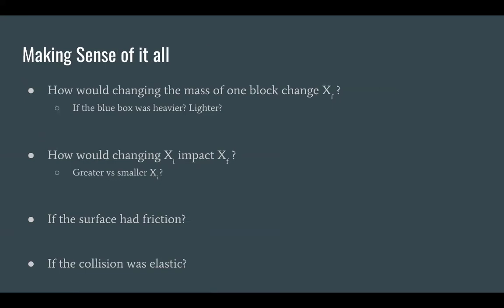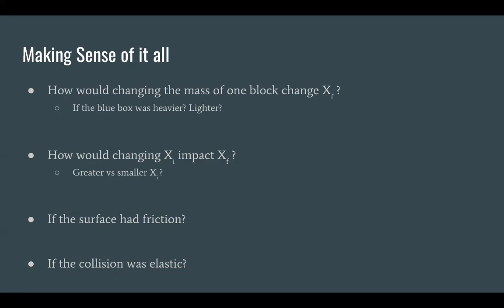So to make sense of it all, we wondered how this applies to real world situations and how changing the variables would affect the answer. So the first question we thought of was, how would changing the mass of one block change the x of f, the final displacement of the second spring? So we found that increasing the blue box's mass would always increase the displacement of the second spring. If we make it lighter, then the distance will be less.